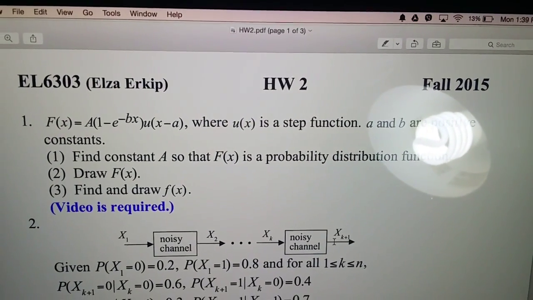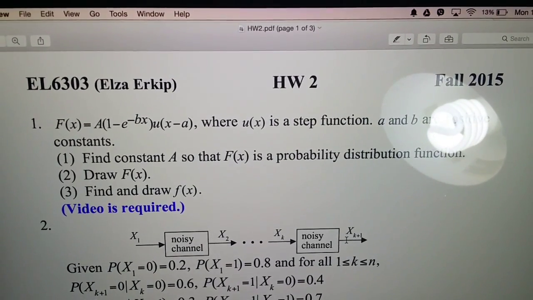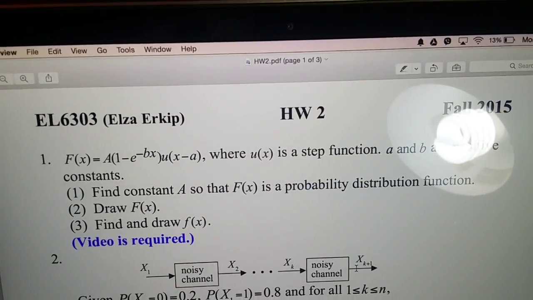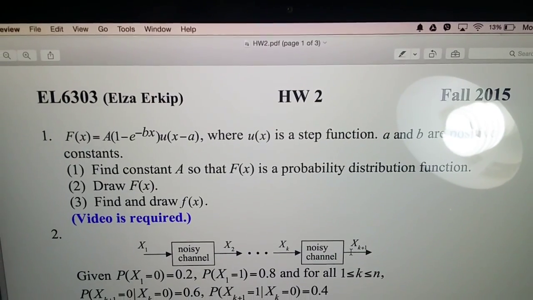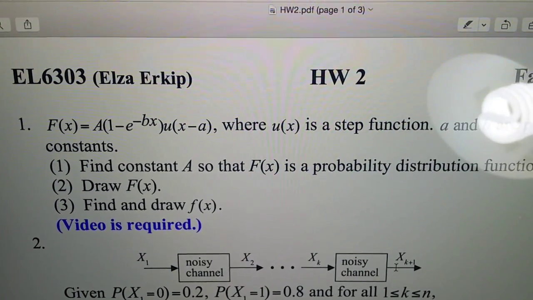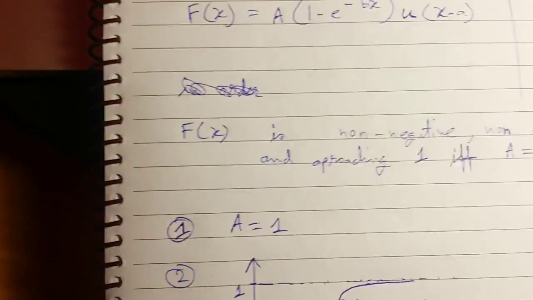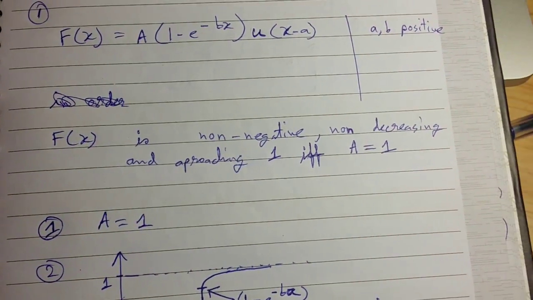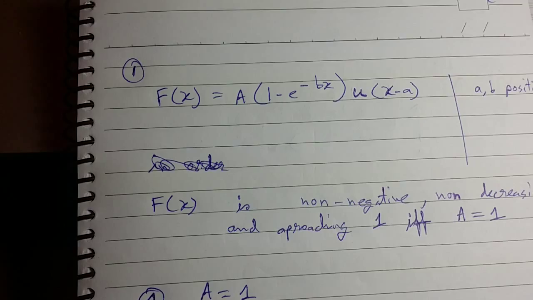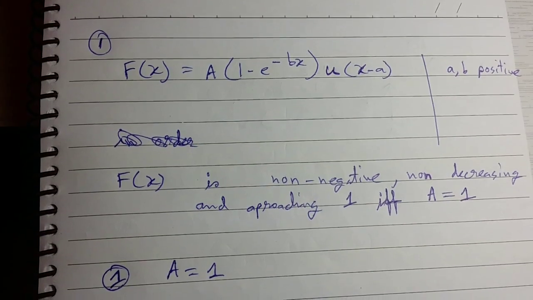Okay, we're given a function which is multiplied by capital A, and we need to find out for which values of A the function will be a probability distribution function. From the equation we can see that without the A part, the other part is clearly okay. From our copy I can see that the other part is non-negative, non-decreasing, and it will approach 1. So if we keep the value of A equal to 1, then our condition is fulfilled.